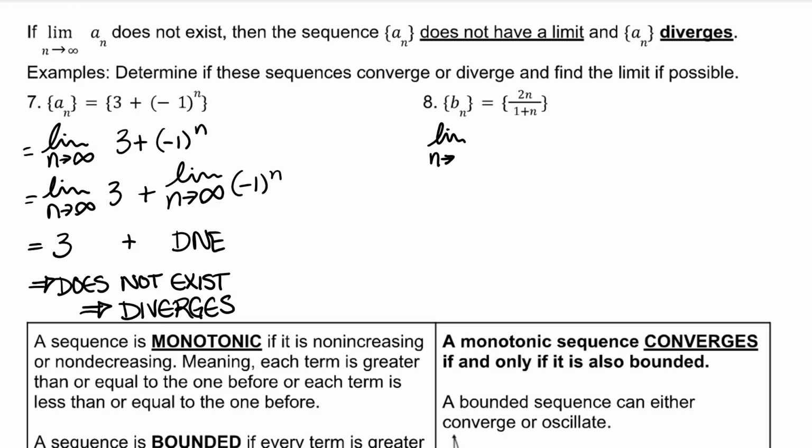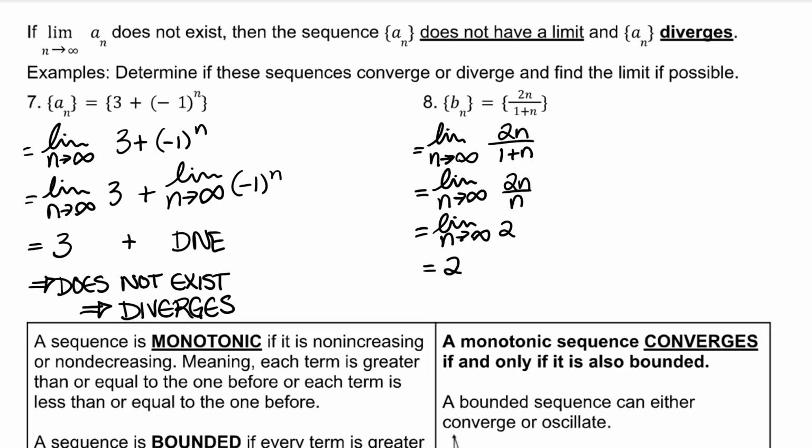Let's find the limit as n approaches infinity of b sub n. Look, we got a number, L. Therefore, the limit of this sequence is 2, and this sequence converges to 2.